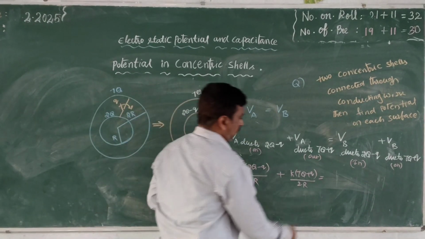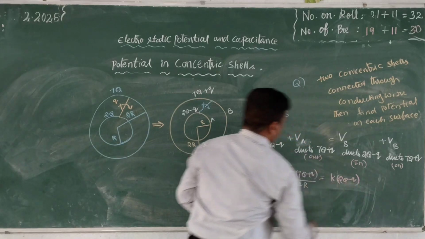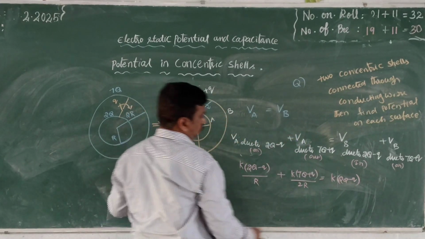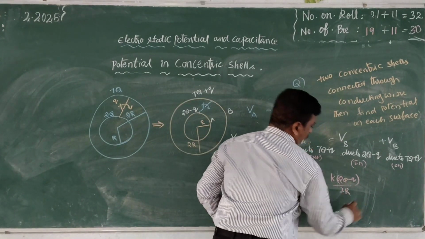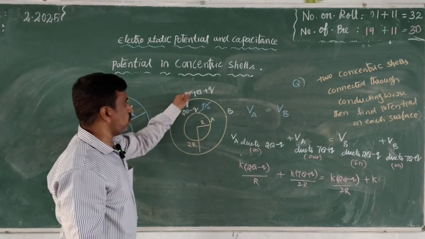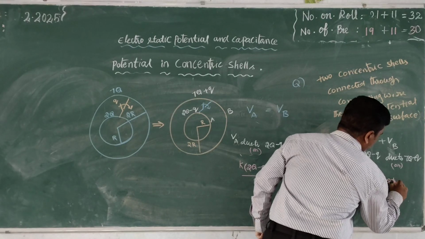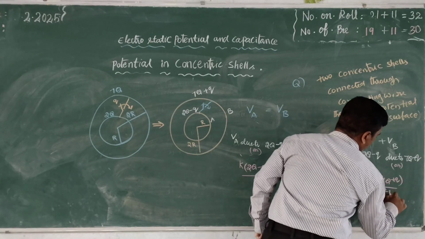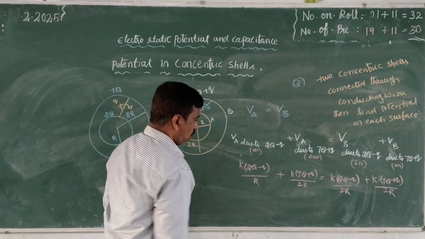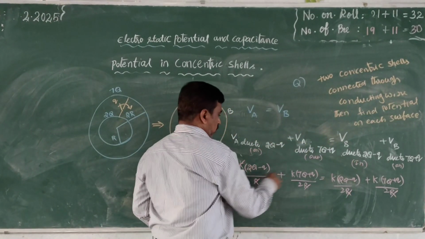That is equal to potential on B due to (2q − q): k(2q − q), the radius here is 2r. Potential on B due to (7q + q): k(7q + q) by 2r. See here, all have r, so we can cancel. Also k cancels. Why? Because all have it.